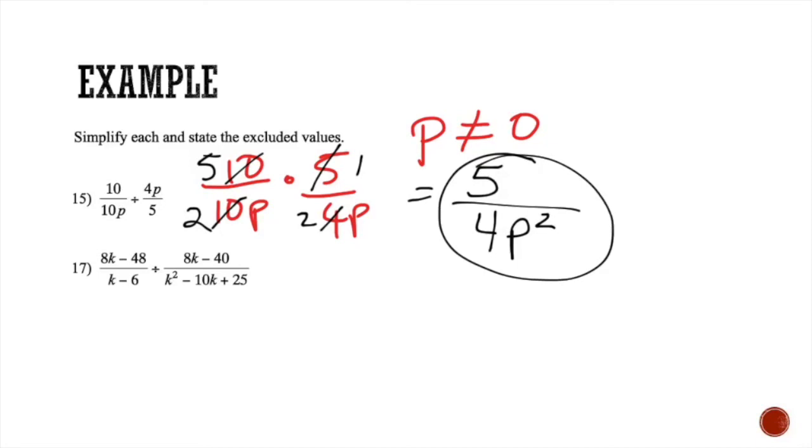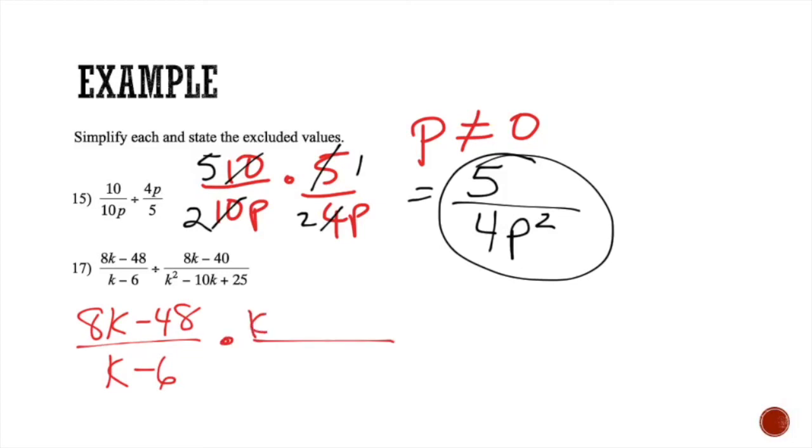We need to flip this one. Do you want to factor first or flip first? It will not matter. I say flip first. Okay. So we're going to go 8k minus 48 over k minus 6. That was the keep. We're going to change and flip.